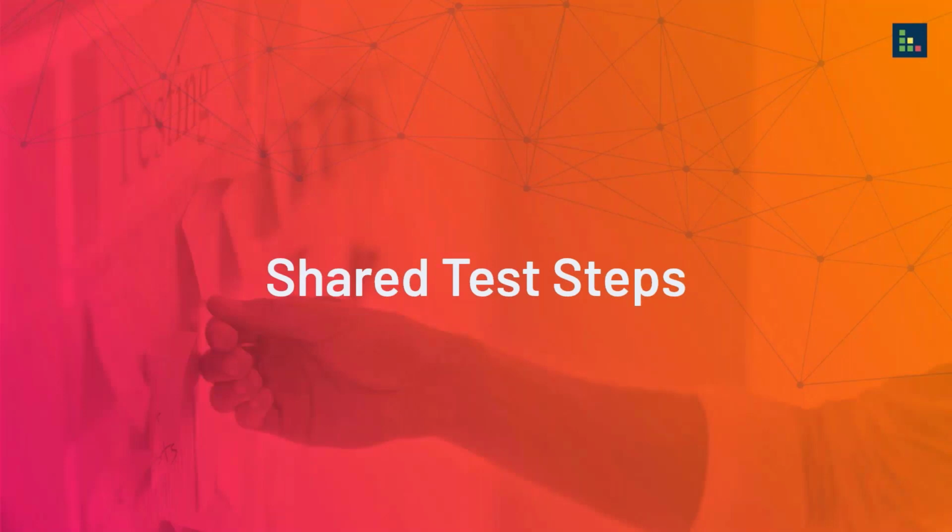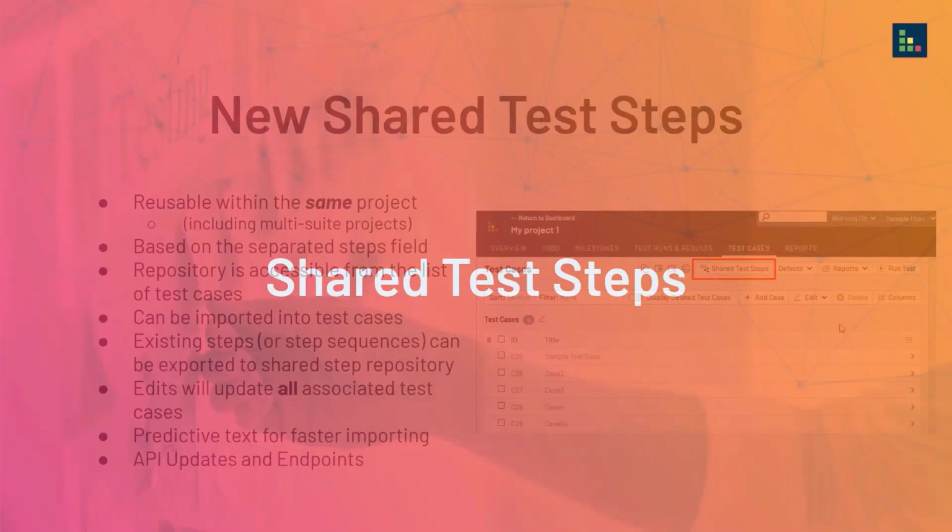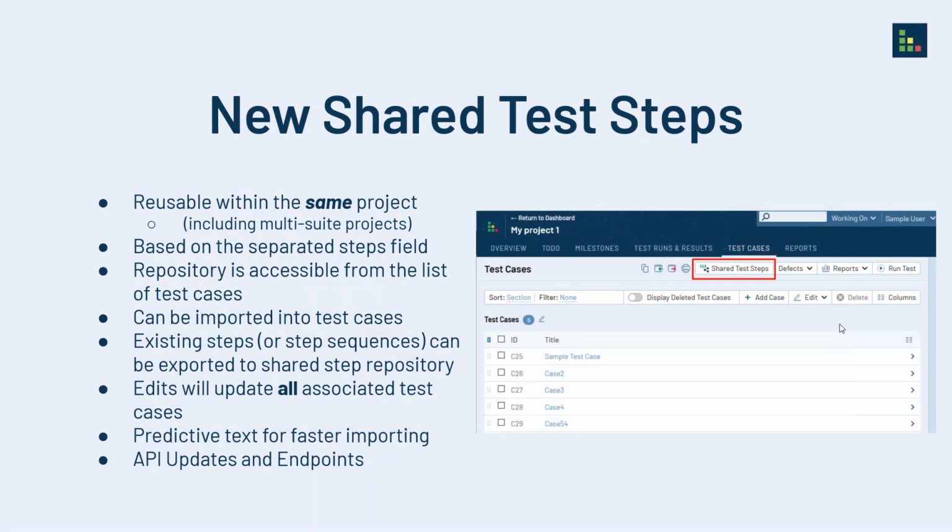So the next main change for TestRail 7.0 is shared test steps. This feature will allow users to create a set of steps and reuse these in test cases throughout a project. These are reusable within the same project, including multi-suite and baseline projects. So you can have one set of shared steps and use them across multiple test cases in different suites within the same project. It's important to note that these steps are not shared between projects, but only within their respective projects.